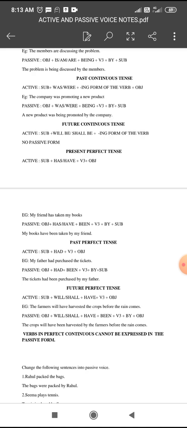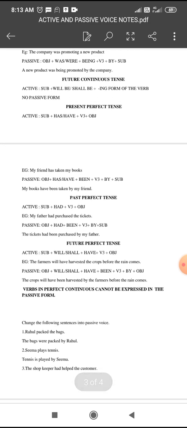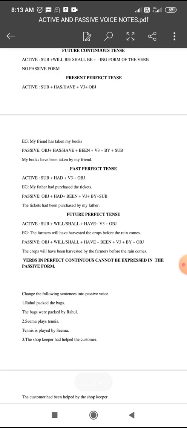was being promoted by the company. Next is future continuous tense. Active is subject plus will be or shall be, and then the ing form of the verb plus object. Hence, there is already the be form in the active form. There is no passive for this tense. Okay. So, future continuous tense, there is no passive form.